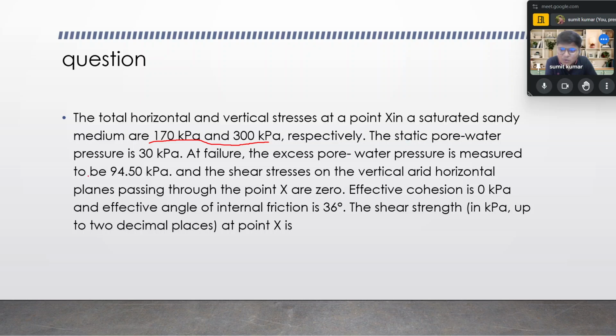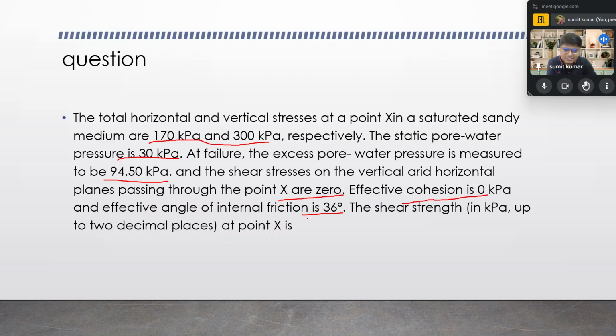The static pore water pressure is 30 kPa. Static pore water pressure means the pore water pressure developed over that site during the static condition as well. At failure, the excess pore water pressure is 94.5 kilopascal, which you can see over here, and the shear stress on the vertical and horizontal plane passing through the point is 0, so the effective cohesion is 0, and the effective angle of internal friction is 36 degree.